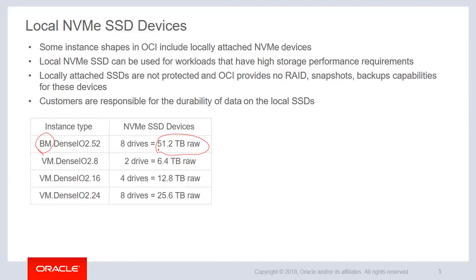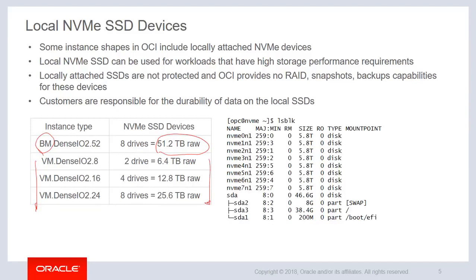local NVMe SSD storage. If you are using virtual machines, we have different configurations available here. And I'm just showing an example here. If I do a list of all my block devices, I can see my local SSD disks here, and if you do the math, it comes out to close to 51.2 terabyte.